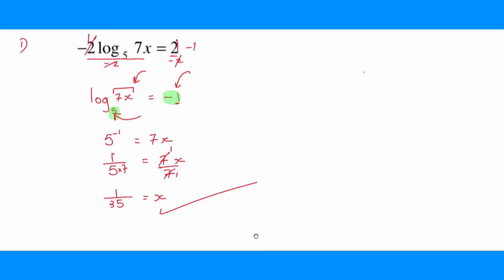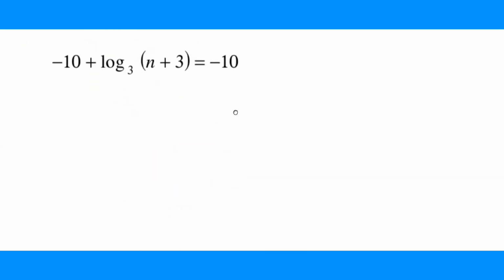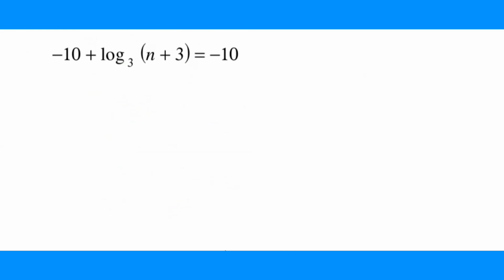Let us take a look at question number 2. In question number 2, what we have is -10 plus log base 3 of n plus 3, and that is equal to -10. One of the things you could do is isolate the log and get the numbers on the other side. So I'm going to add 10 to both sides so that we can have the log by itself.